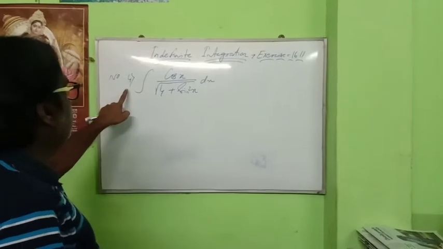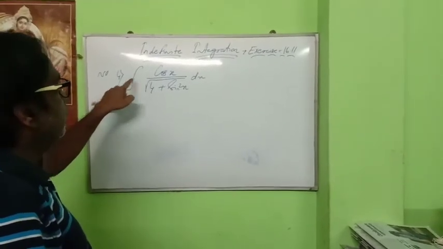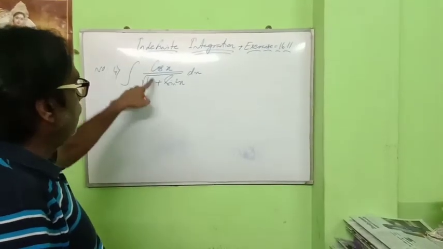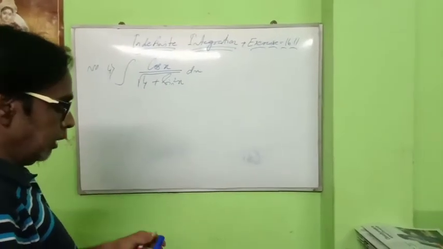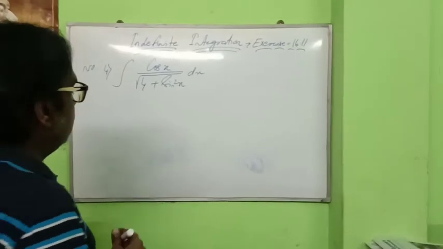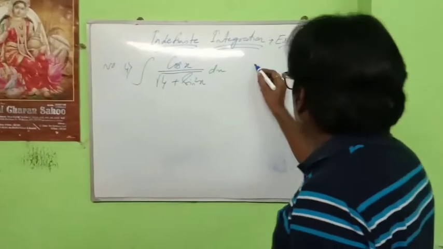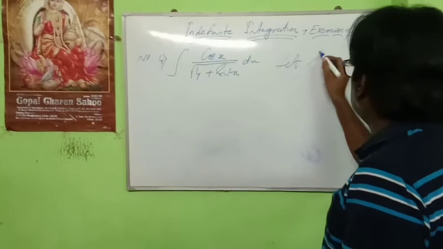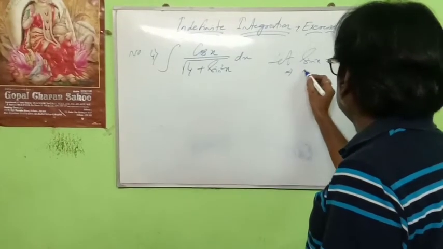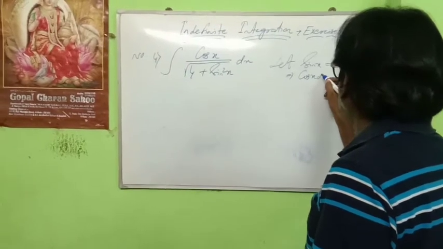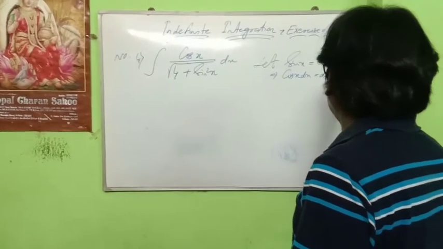Question number 4. The question given is the integral of cos x dx by root over 4 plus sin square x. We have to substitute. Let sin x equal to u. What is the derivative of sin x? That is cos x dx equal to du.